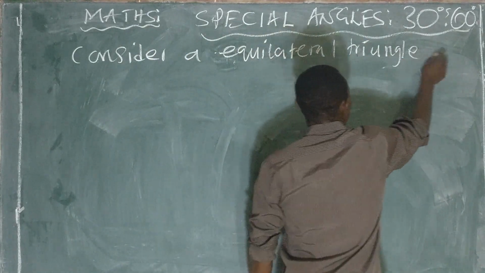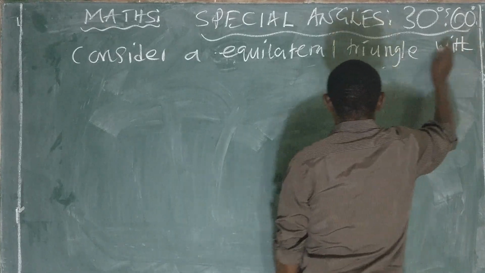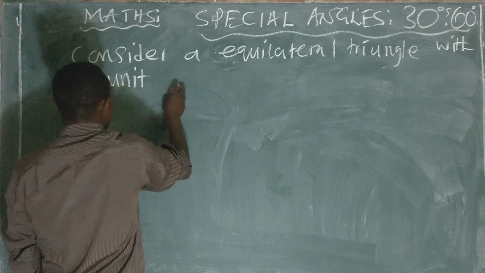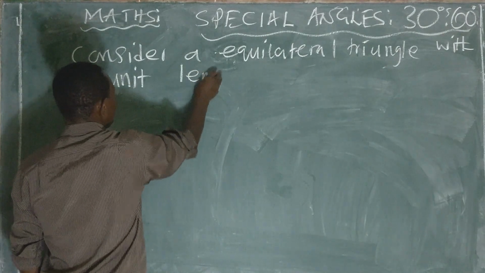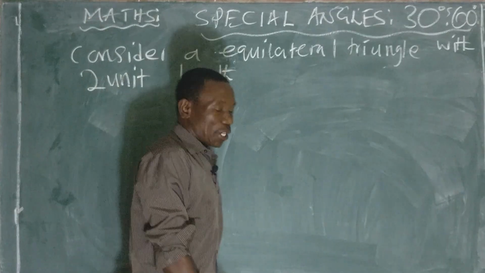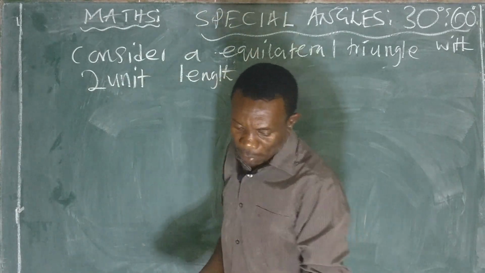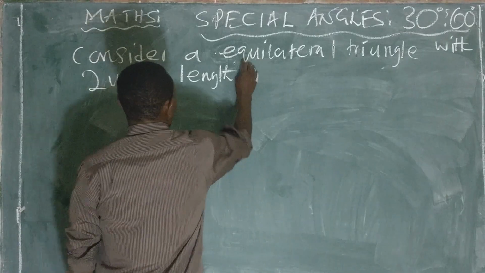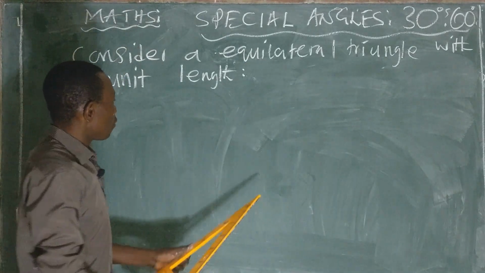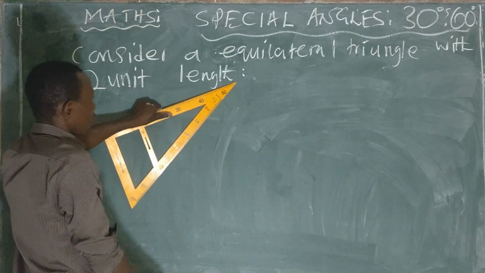Triangle with 2 unit length, and again should also have a particular height of some kind. Right, so here I will draw a triangle which is equilateral.